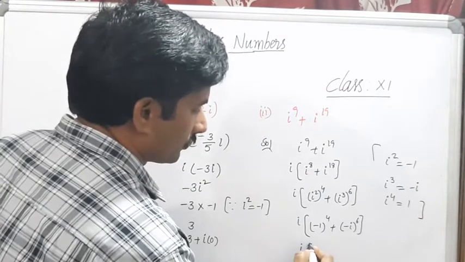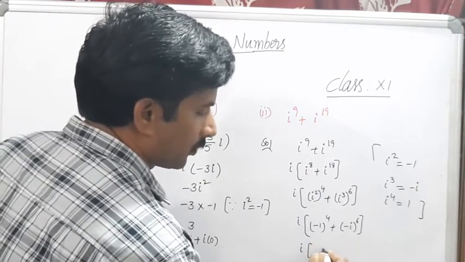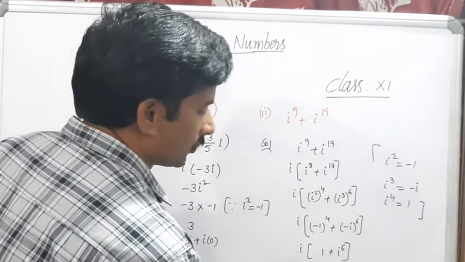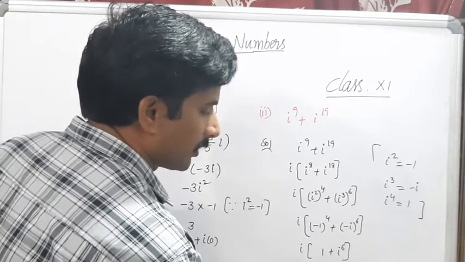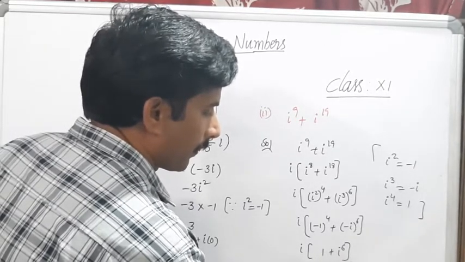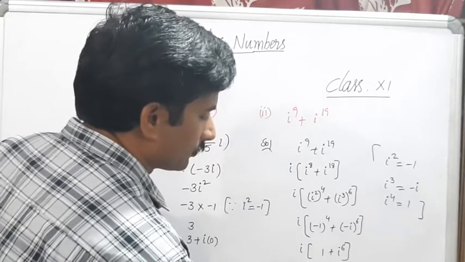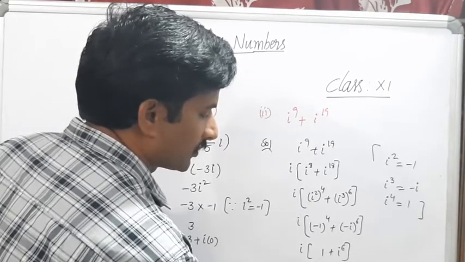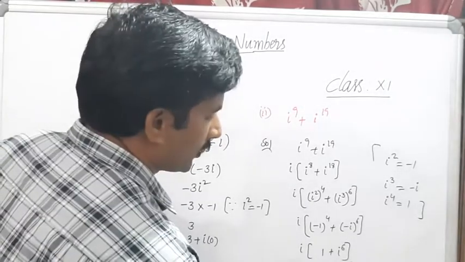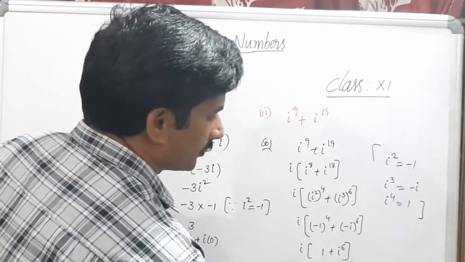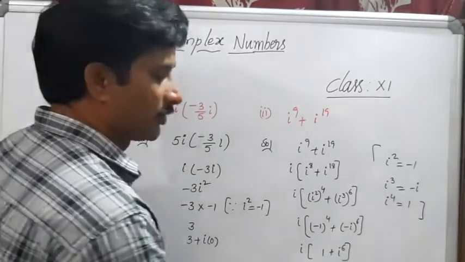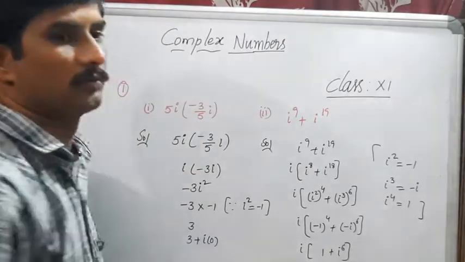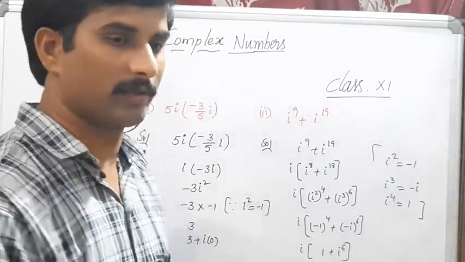So i into minus 1 whole power 4 means nothing but 1, plus minus i whole power 6 means i power 6. So 1 plus i power 6 again can be written as i square whole cube. So i into 1 plus, i square is minus 1, minus 1 whole power 3 means minus 1. So 1 plus minus 1 is equal to i into 0, which is equal to 0. This 0 can be written as 0 plus i into 0, which is in the form a plus ib.